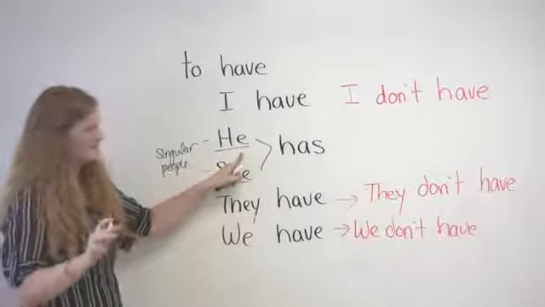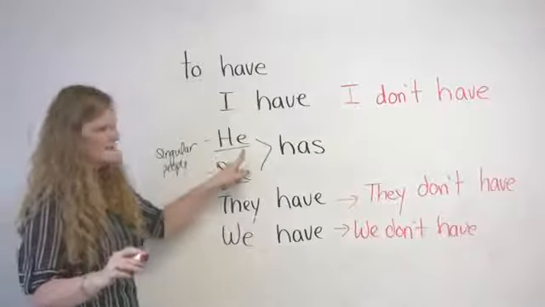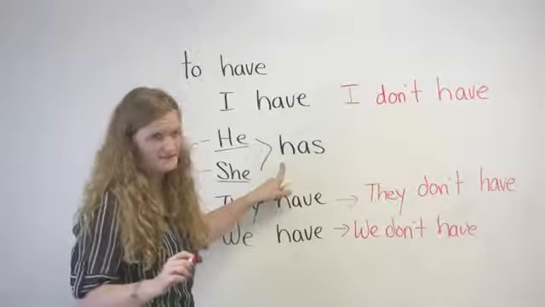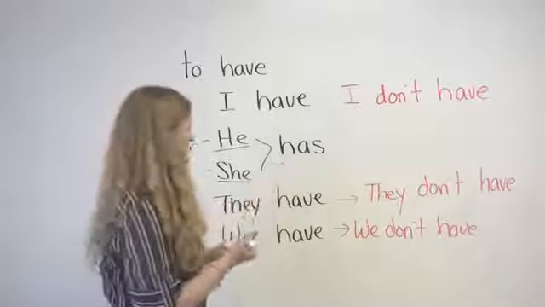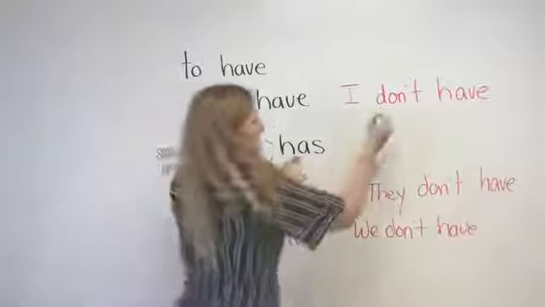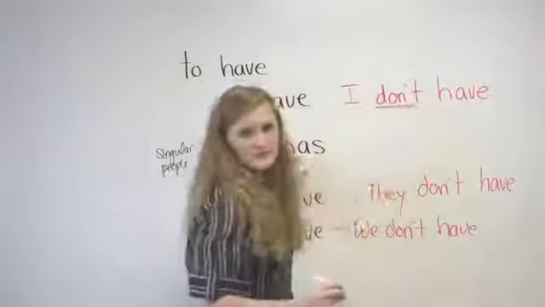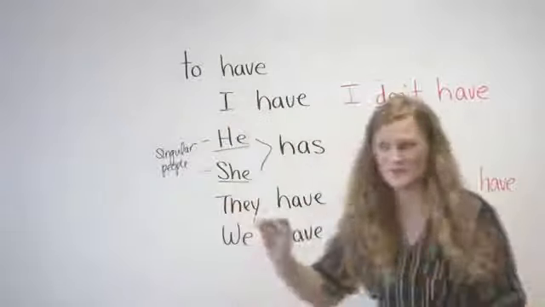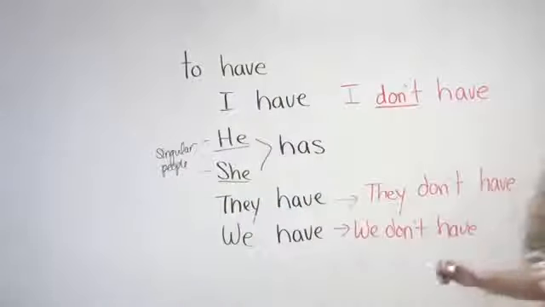For this one, unfortunately, I can't say he don't has. That would be too easy for you guys. We actually have to change this verb. And we actually have... They're coming for me! Oh no! Help! Okay, I escaped.